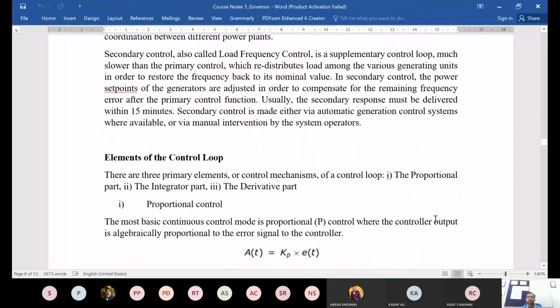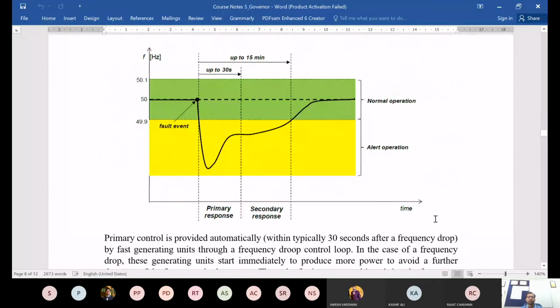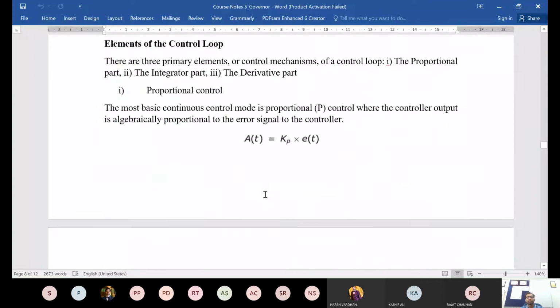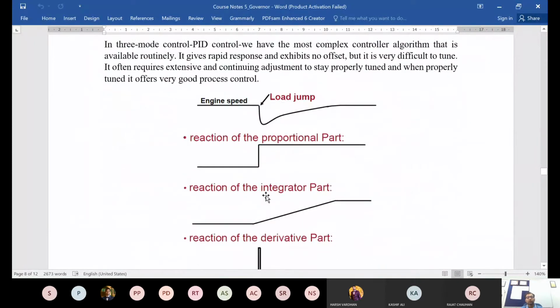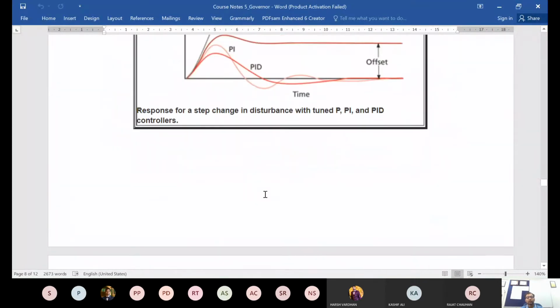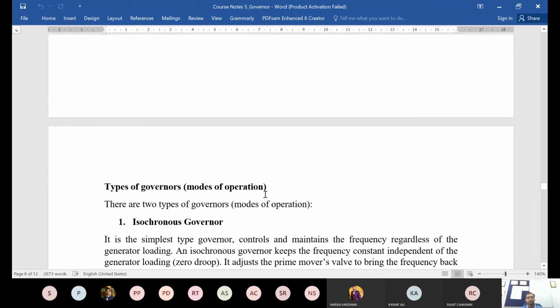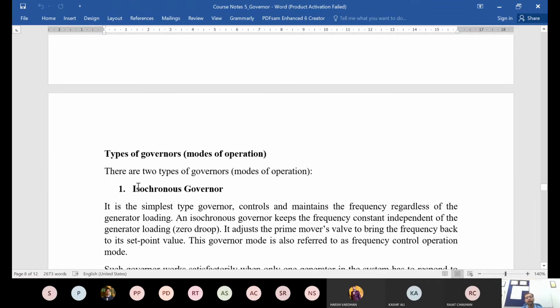And then we looked at some more fundamental concepts in terms of the control functions which are needed for frequency control and the types of controllers which are available. So now let's look at the actual classification of governors in terms of their modes of operation. So how they behave, what type of mode of operation they work in. Based on that, there are two types. The first one is known as the isochronous governor.